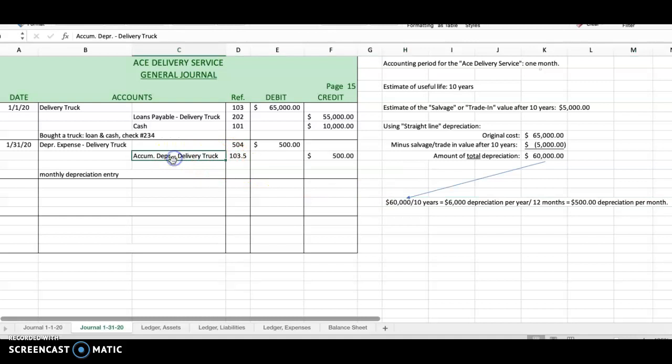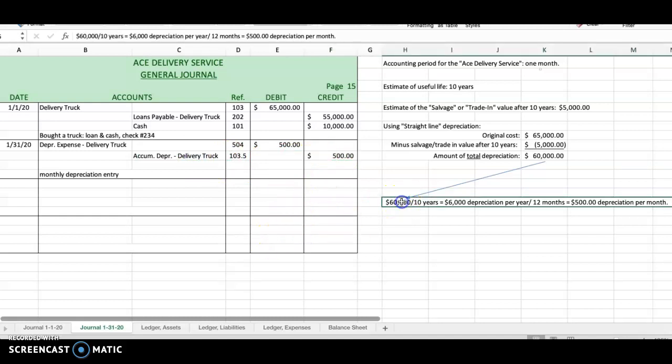Then another new account is credited. This is a new kind of account. This is called accumulated depreciation for delivery truck, and it's credited. And that's what we want to look at now. Why it's credited and how this works. Remember how we figured the 500 with this little calculation for the straight line method.